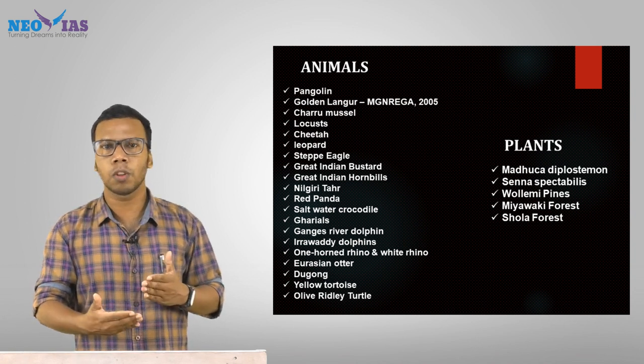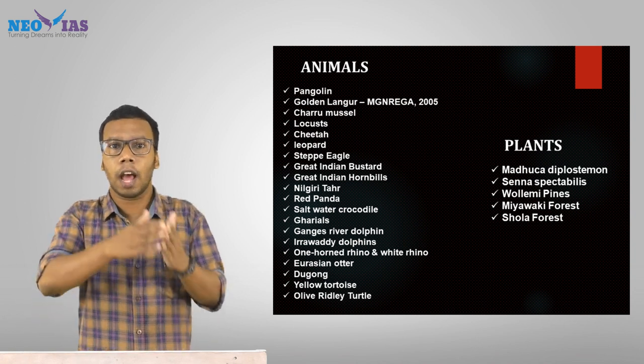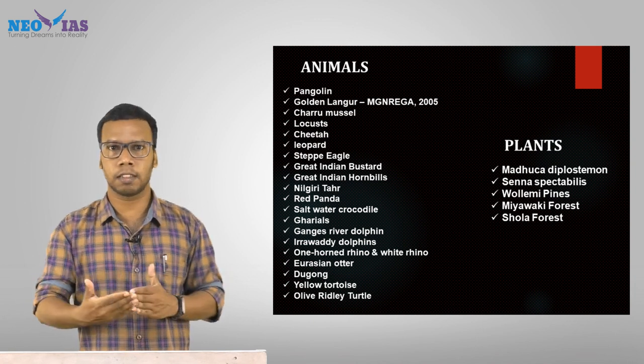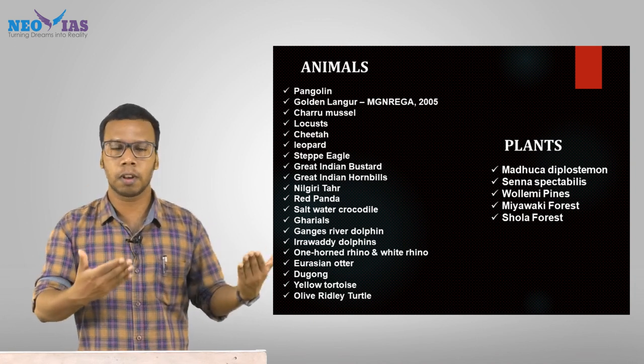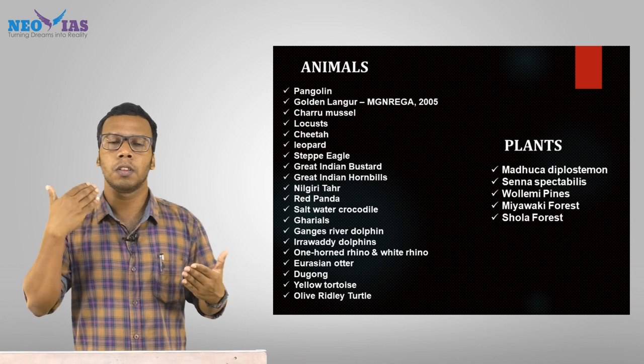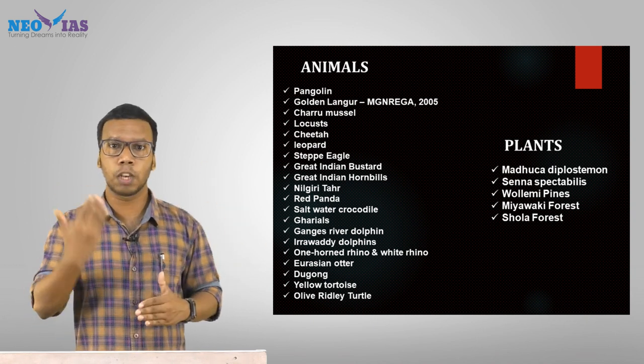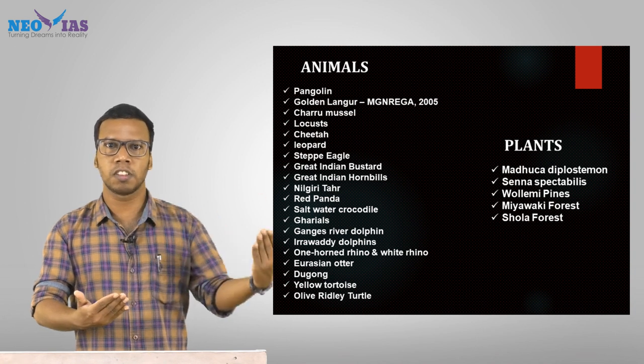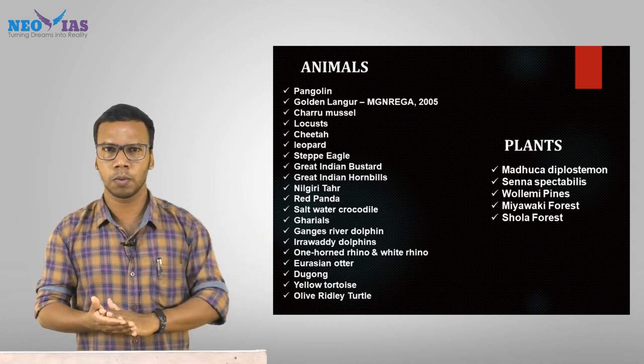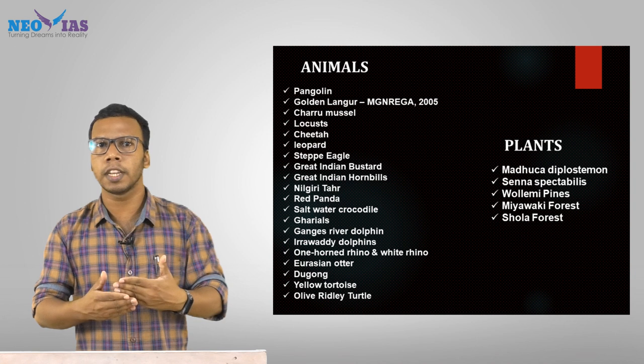Then, you need to know the threats of that animal. And after that, you have to know the conservation status. For example, the schedule list of that animal. UPSC is asking statements regarding the schedule of that animal. For example, regarding the dugong, they asked whether that animal is listed in Schedule 1 of the Wildlife Protection Act. So, these are the main points you have to study regarding an animal.